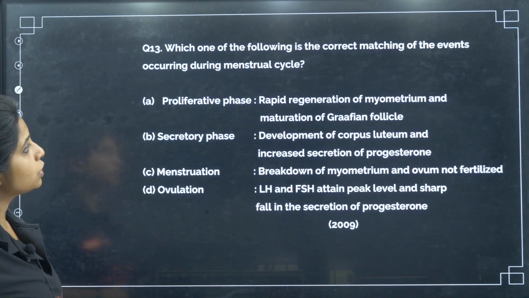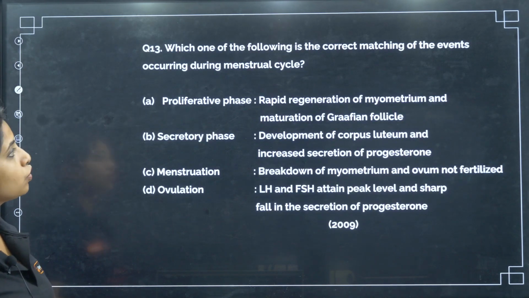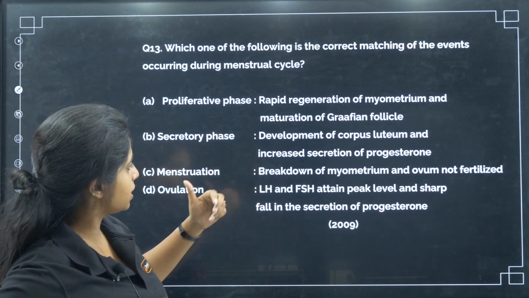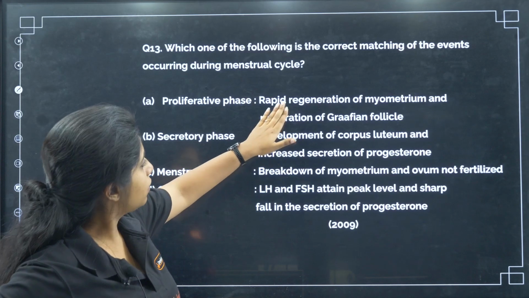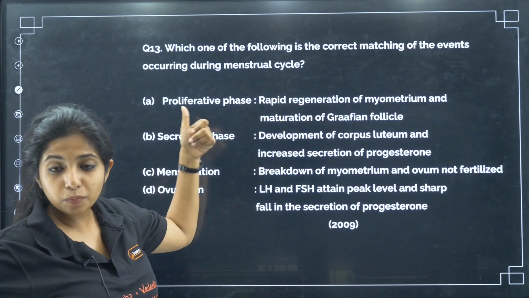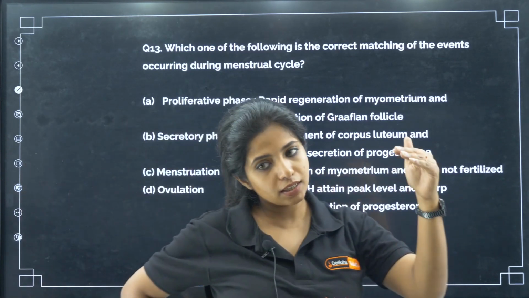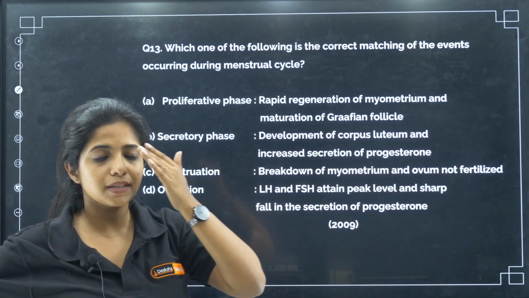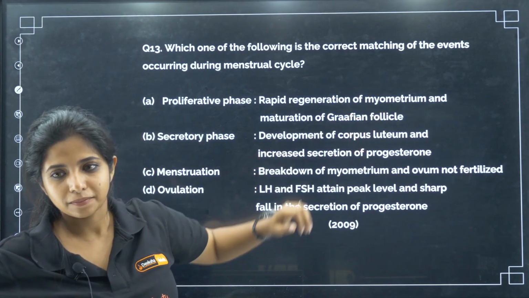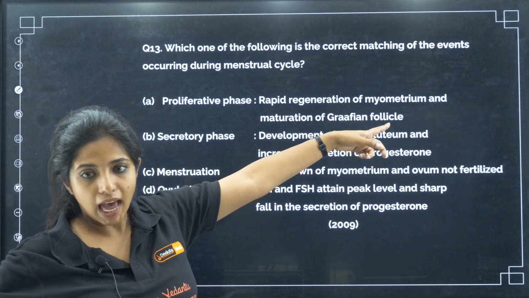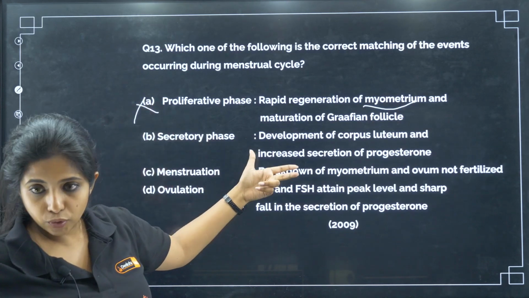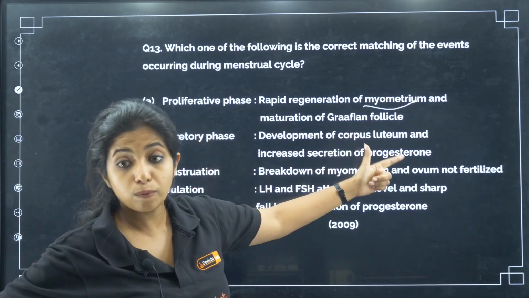Now, going ahead, which one of the following is the correct matching of the events occurring during the menstrual cycle? Proliferative phase, what happens during this phase? I just told you, but let's see. Rapid regeneration of myometrium and maturation of Graafian follicle. Wrong, because in the proliferative phase, my dear children, the endometrium is reforming again. Rapid regeneration is not of myometrium, it should be endometrium. Myometrium is the muscular layer. Maturation of Graafian follicle happens here because it is also known as the follicular phase. So this part is wrong. Secretory phase, also known as luteal phase, development of corpus luteum and increased secretion of progesterone, correct.